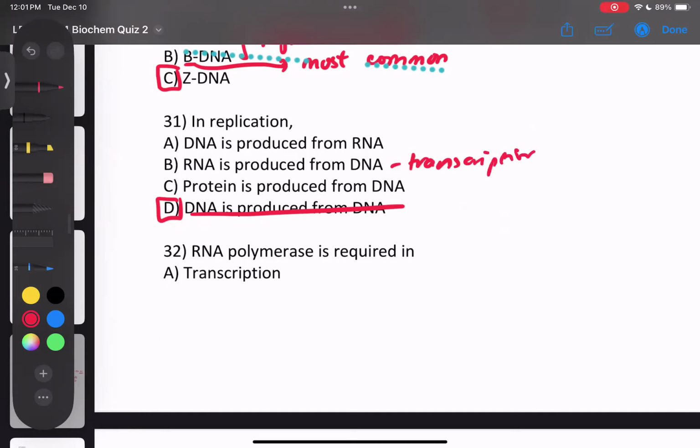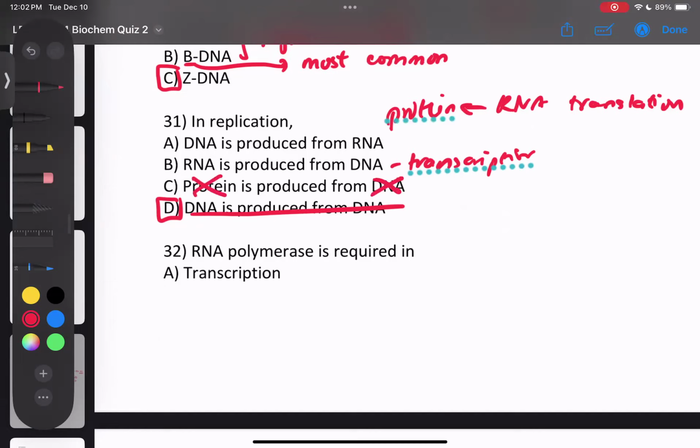Or if you make protein from RNA, then that's what we call translation. As you should know, it can't jump. You cannot jump from DNA to protein. That violates the central dogma. Okay? And DNA is produced from RNA.